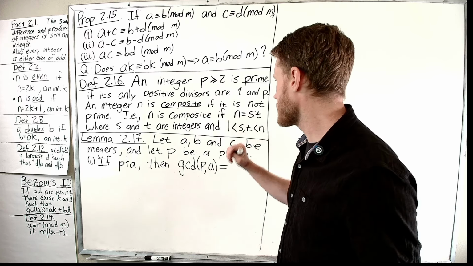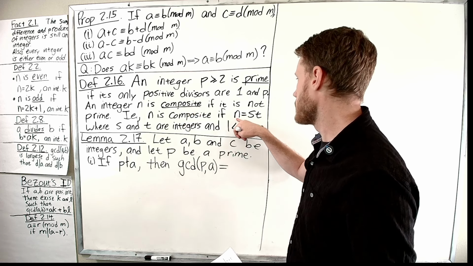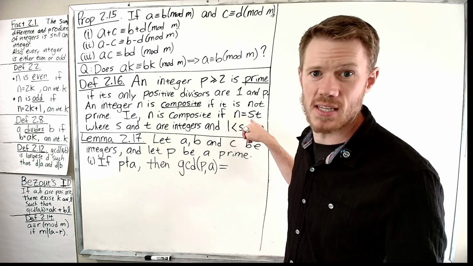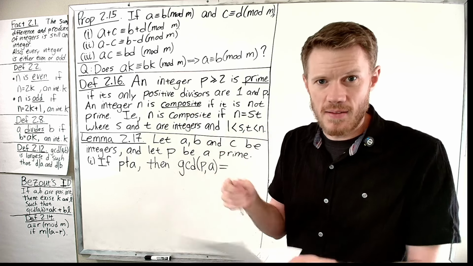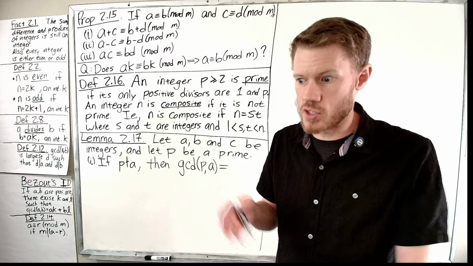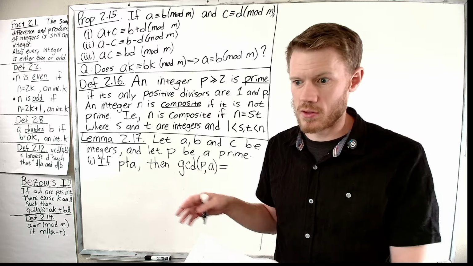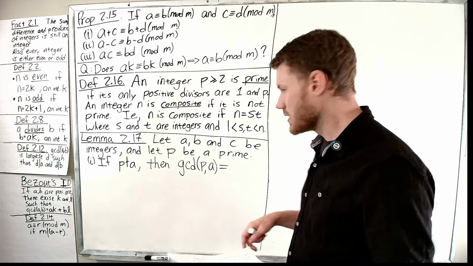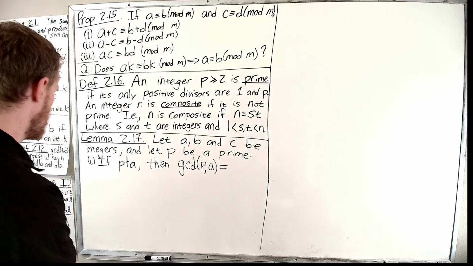Another equivalent way to say that is n is composite if n equals s times t for some integers s and t strictly between 1 and n. Like 6 is composite because it's 2 times 3. 2 and 3 are both bigger than 1 and less than 6. Okay, so here's the first part.